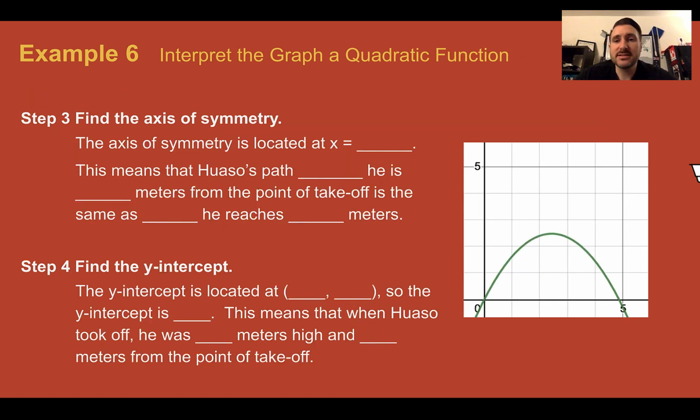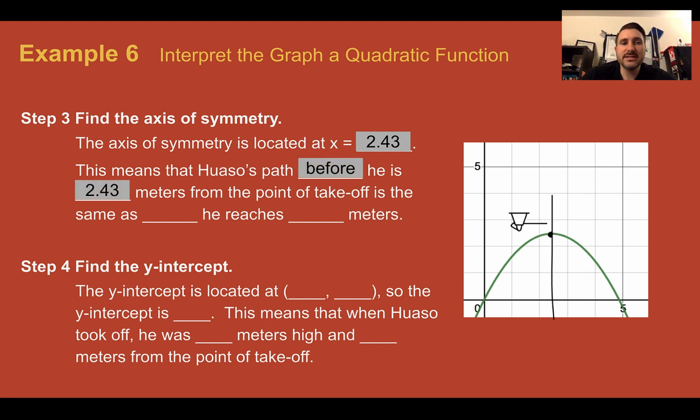Step 3, find the axis of symmetry. Well, we just saw that the vertex was at 2.43 and 2.47. So what was the x value there? 2.43. This means that Hueso's path before he hit 2.43 is the same after he reaches 2.43. So those heights will be the same before and after. They're the same distance away from that 2.43.